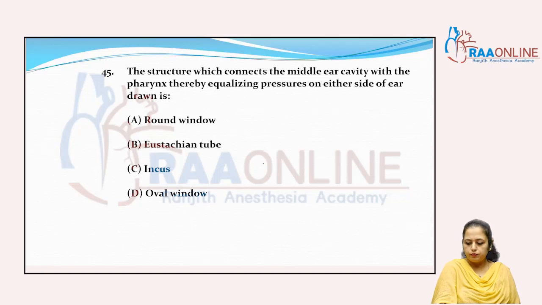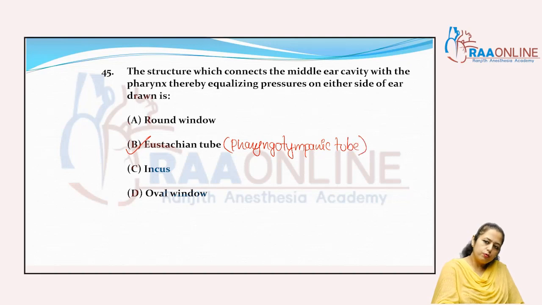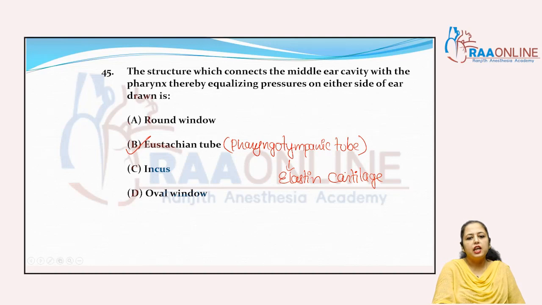Now come to the next one. The structure which connects the middle ear cavity with the pharynx, thereby equalizing the pressure on either side of the ear drum, is the eustachian tube, which is also known as the pharyngotympanic tube, right? It is a type of elastic cartilage, right? It is a type of elastin cartilage. Clear?